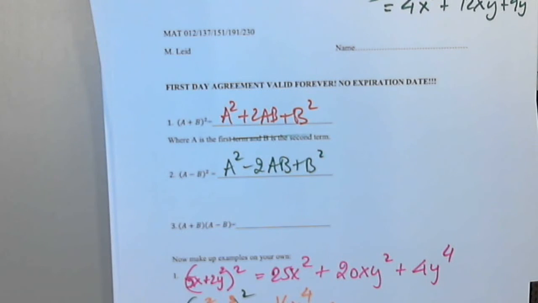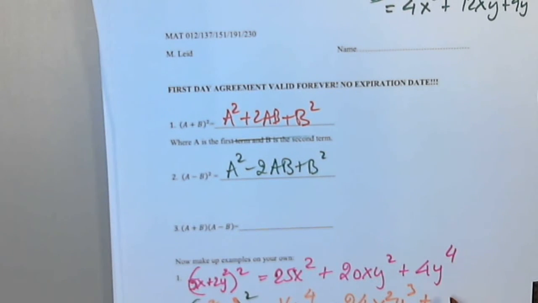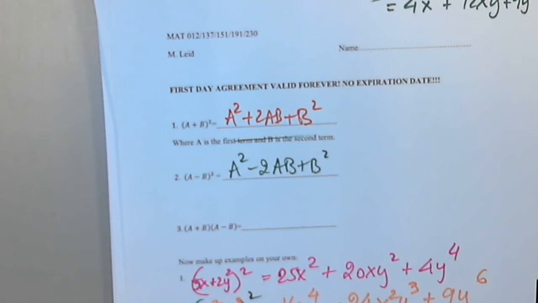12x squared y cubed multiplied by 2. That's it. 24x squared y cubed plus the second term squared. Nine y to the... Copy the base. Multiply the exponents. Multiply 2, 3 times 2 is 6. Very good. Any questions? Okay, last one.